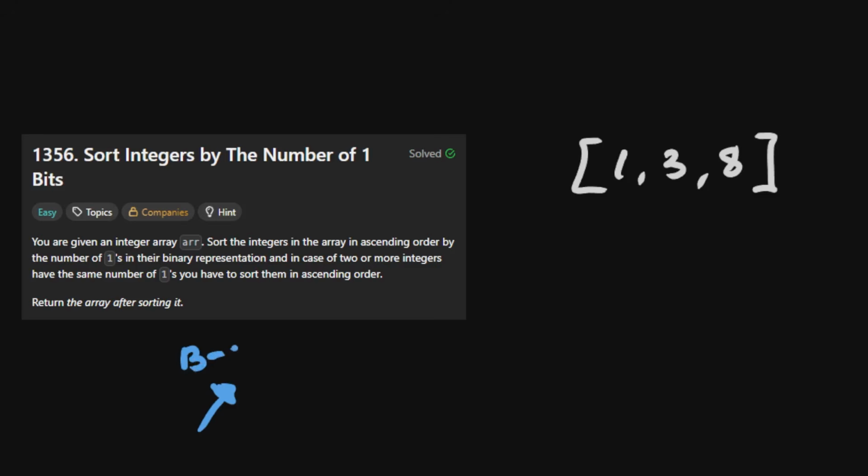So this is the base 2 representation. And if we have a tie, we need to sort the numbers in ascending order also according to the base 10 representation. So let's say that we are given this array. Here we have three numbers in base 10: 1, 3, and 8.